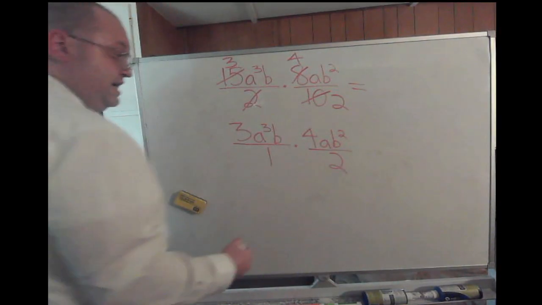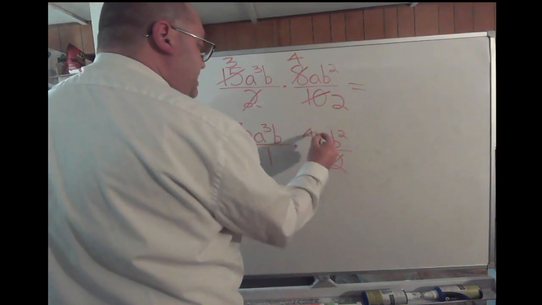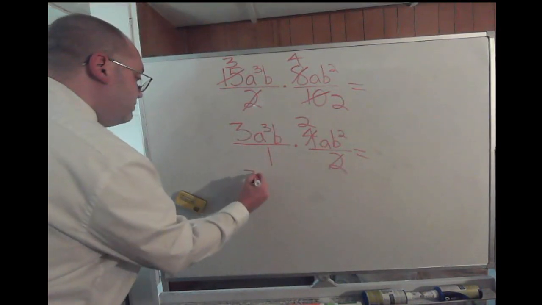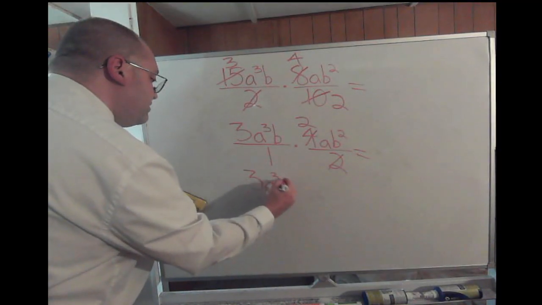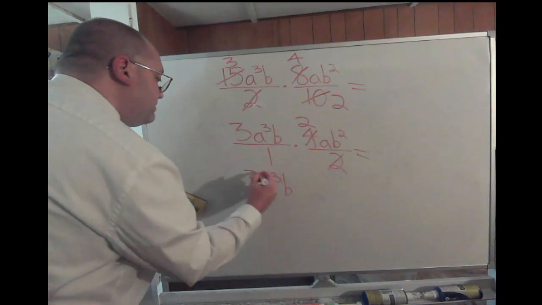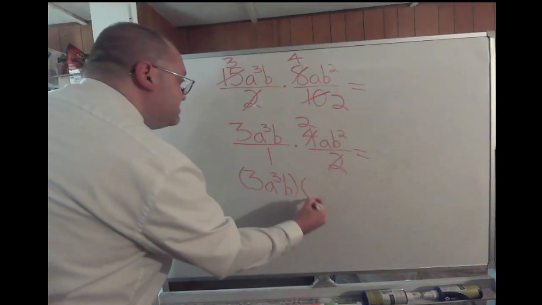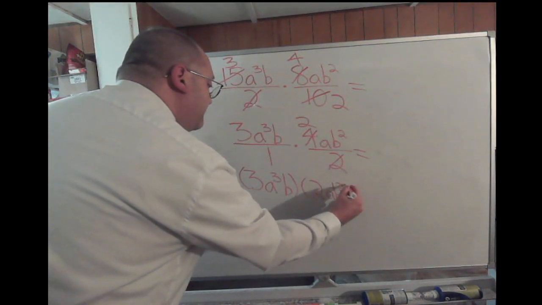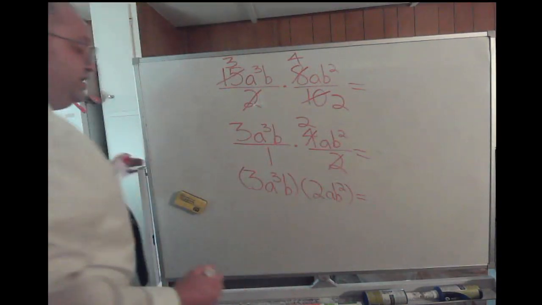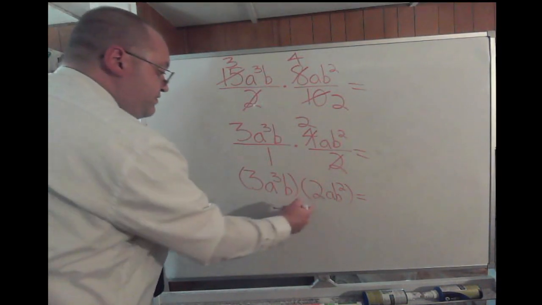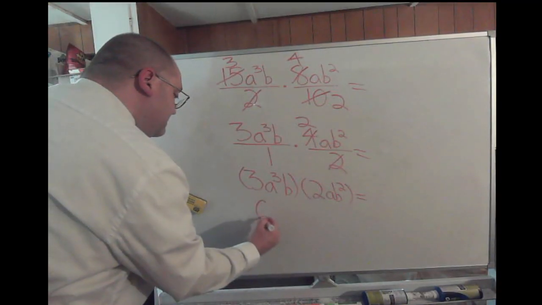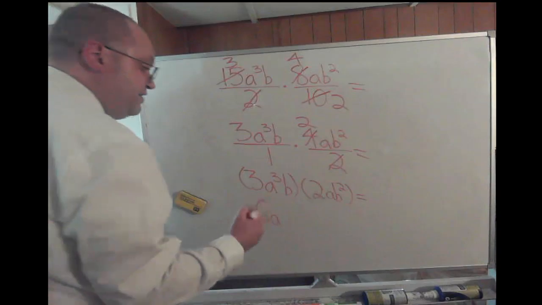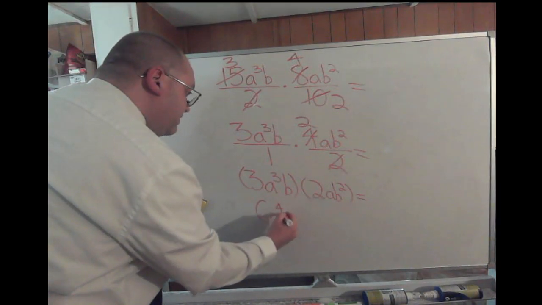Well, 4 and 2 take care of each other. 2 goes bye-bye. 4 divided by 2 is 2. So what you're now left with is 3a to the 3rd b, that quantity, times 2ab squared. So we do that, you just multiply the coefficients of 3 times 2, you'll get 6. Then you have your base a. You have a to the third times a to the first. A to the 3 plus 1, that's a to the fourth.